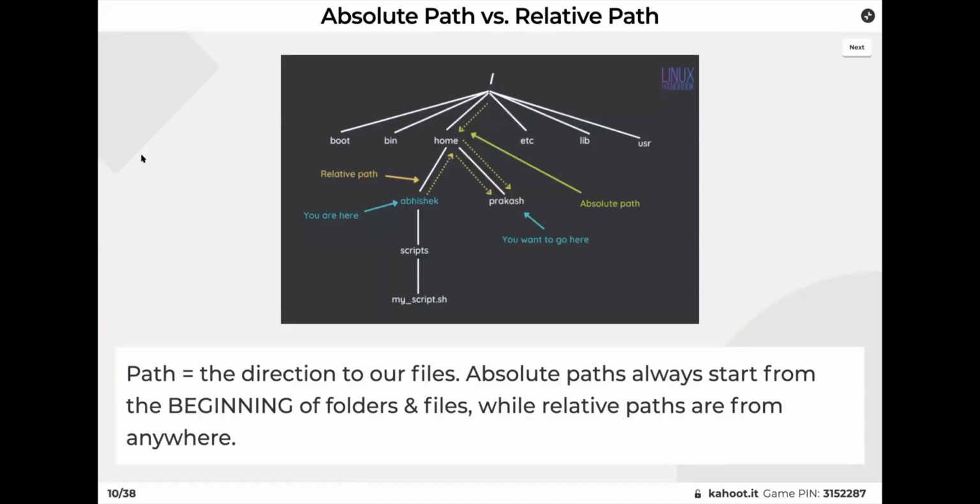All right, next, this is a slide. Just a refresher on absolute path in this example. The path is the direction to our files, right? And absolute path always starts from the beginning of folders and files. So we always start from this slash, and it goes all the way down to Prakash if you want to get there. But relative paths start from anywhere. So if you're here, it goes from home to Prakash.